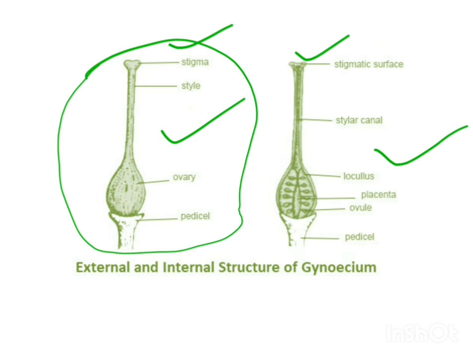Then the style or stylar canal inside that. Then a basal swollen ovary. Inside that ovary, ovules are present. Actually, inside that ovary, many chambers are present, like the rooms of our home. So inside that locule or room, ovules are attached, and the point of attachment is called the placenta, and the pattern of arrangement of ovules inside the locule is called placentation.